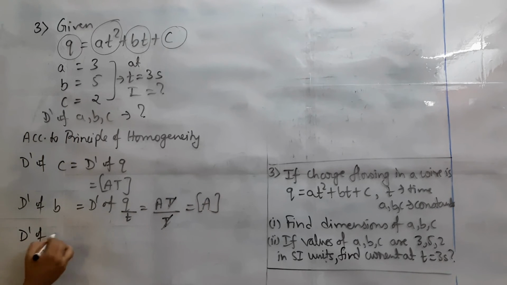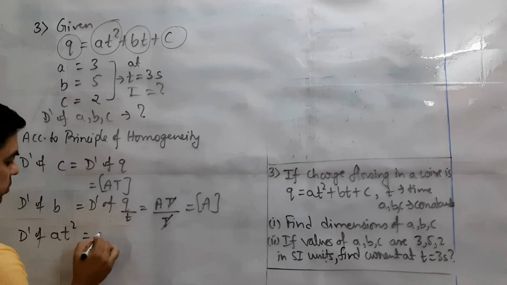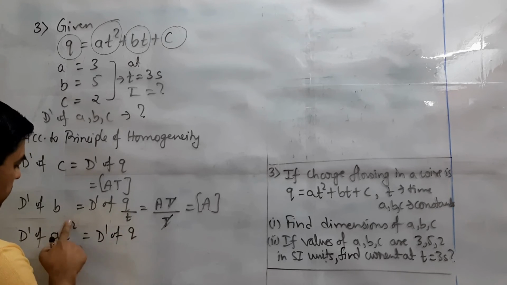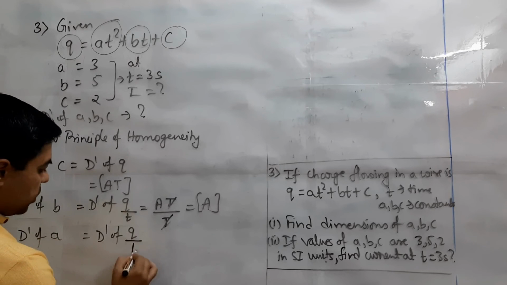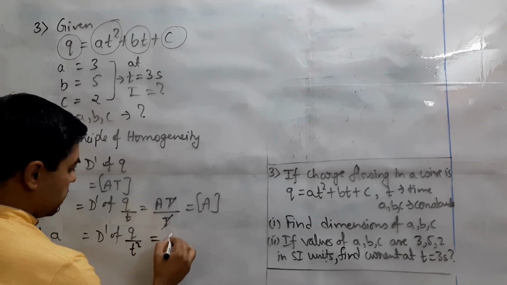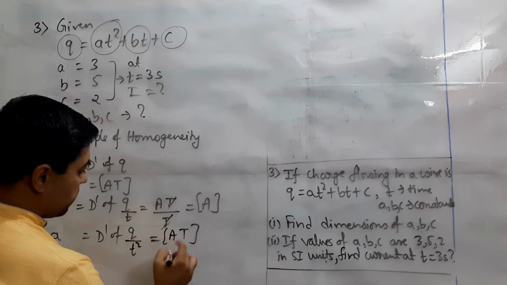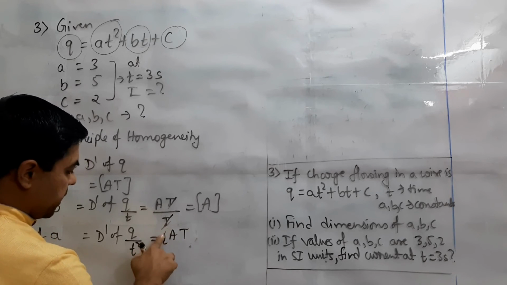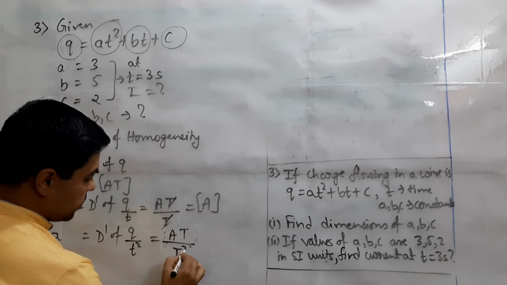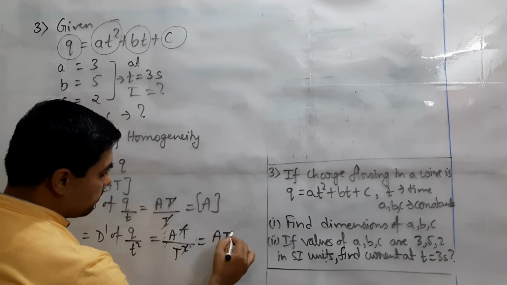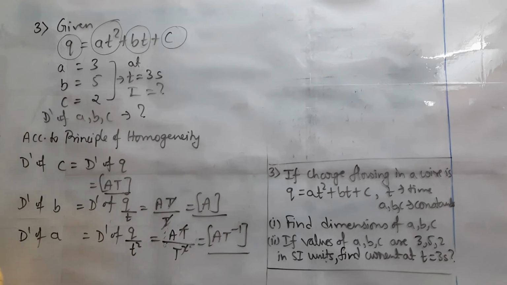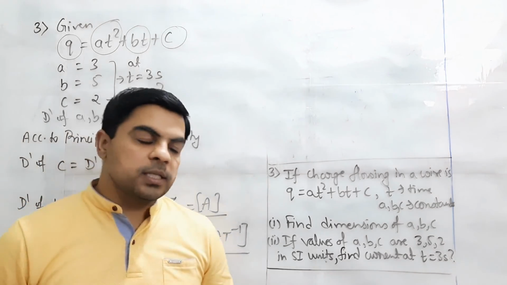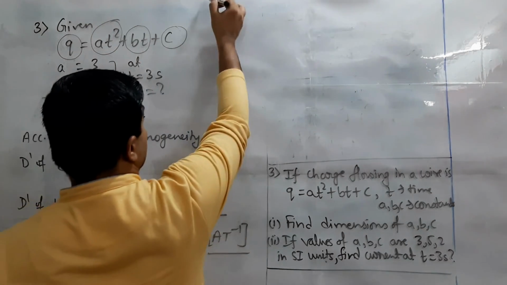Then dimension of AT square, this is equals to dimension of Q again. Adjusting the value of this T square, we will have Q by T square, and therefore it is AT divided by T square. So 1 T will be balanced, and therefore it will give AT to the power minus 1 in square bracket, always in square bracket. So these are the dimensions of A, B and C, and now the value of current.